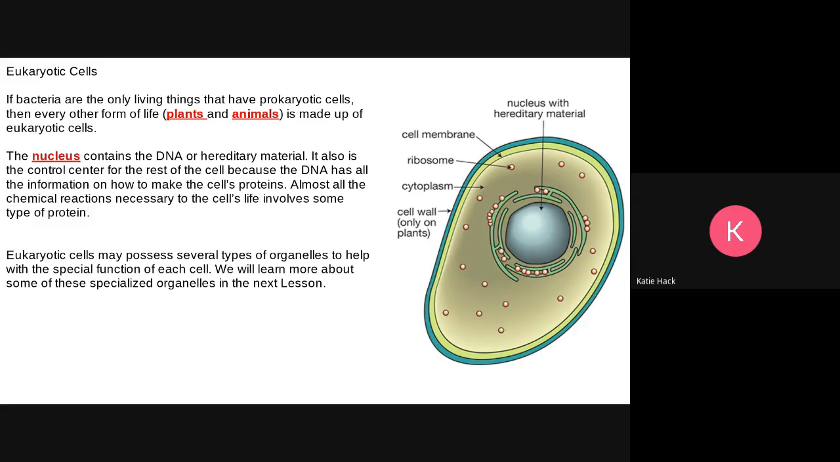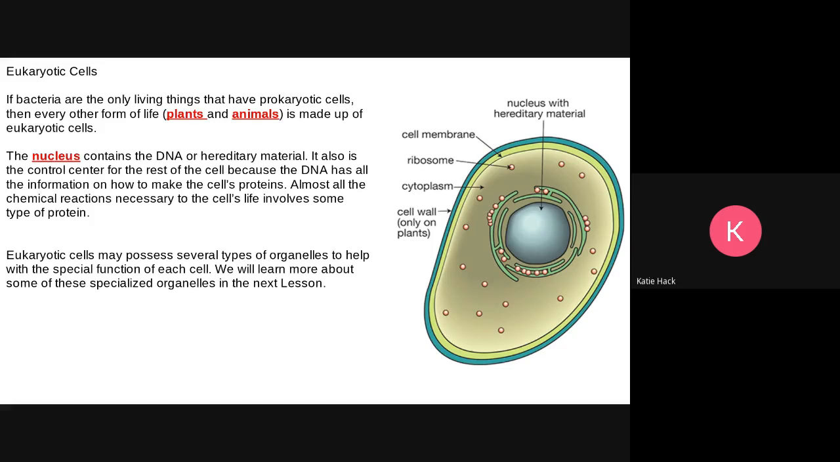Now, which one has a nucleus? Remember, we talked earlier that eukaryotic cell means true nucleus. So prokaryotic cells do not, and eukaryotic cells contain a nucleus. And the nucleus is where the DNA or the hereditary material is located.